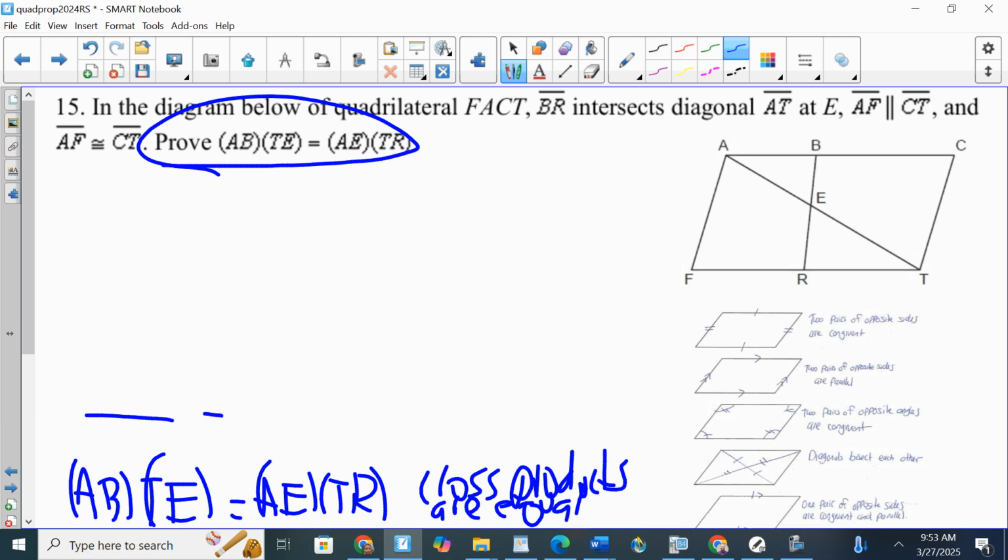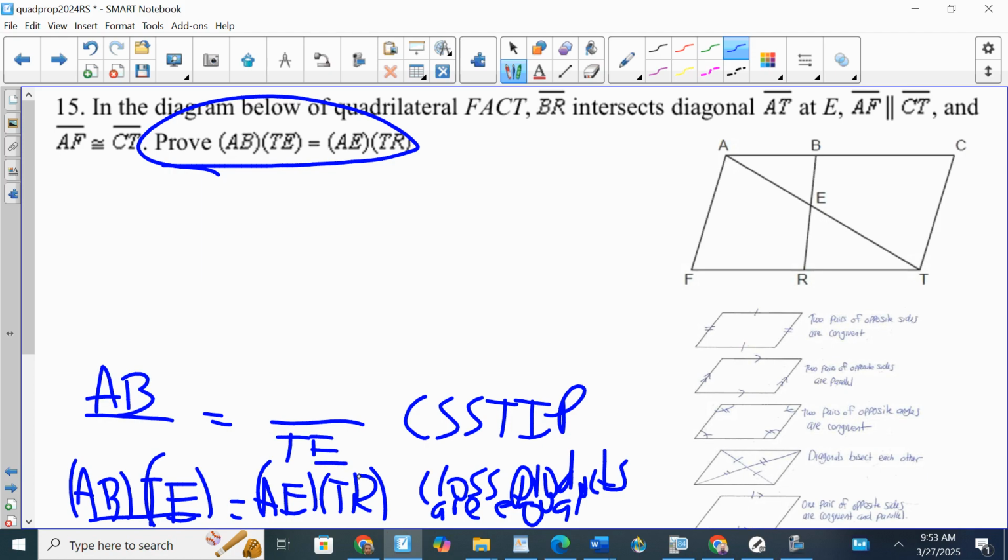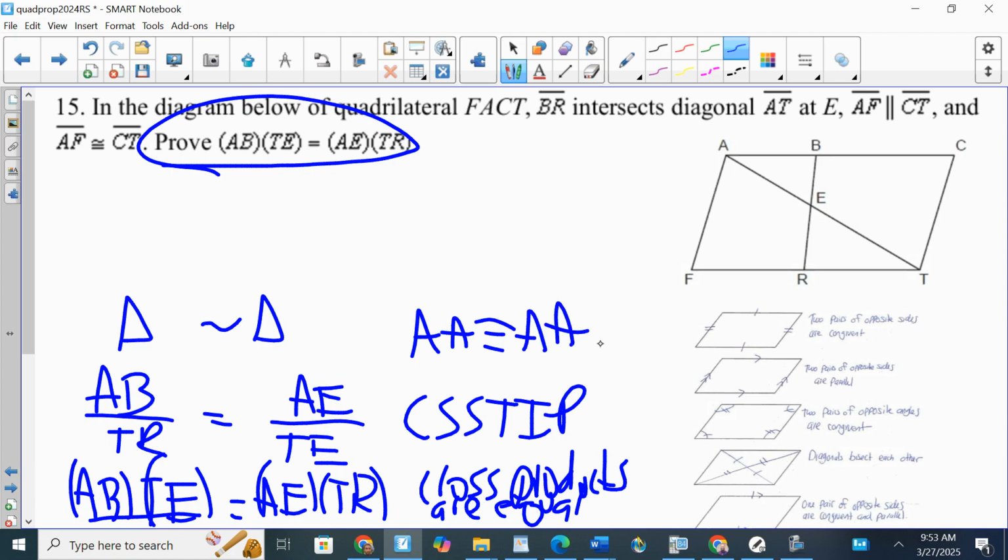Before the multiplication is always, always, always your proportion. The reason for your proportion, see assist tip. Whatever's being multiplied must be diagonal from each other. So AB and TE should be diagonal because things are cross-multiplied diagonally. AE and TR. Before the proportion is always the triangles similar. The reason for the triangles similar is always angle, angle.